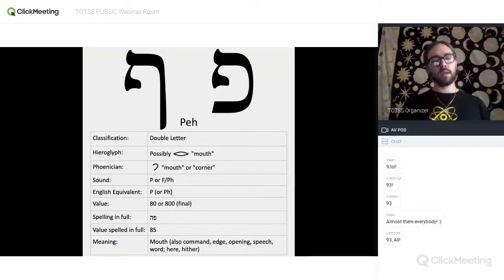Now, 85 has a few interesting meanings that are worth looking into. Again, this is another one where the Hebrew letter name, Pei-Hei, is actually a Hebrew word meaning mouth. It also has a bunch of derived meanings from that, like command, and also things like speech and word. Those are obviously all from the same idea, speech and words, or commands, being what issues from your mouth. It also has meanings like edge or opening, like we say the mouth of a river. The edge or the opening, the rim of something, is like the mouth.